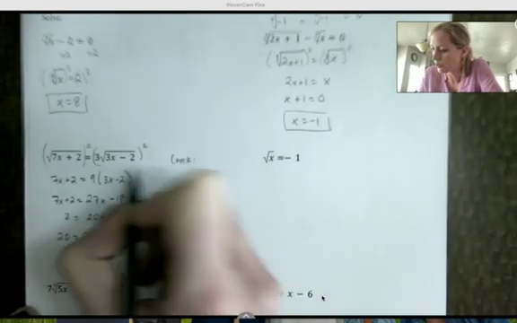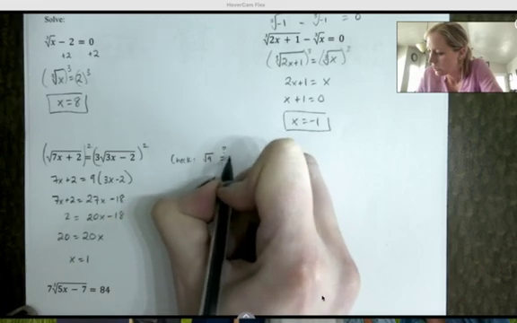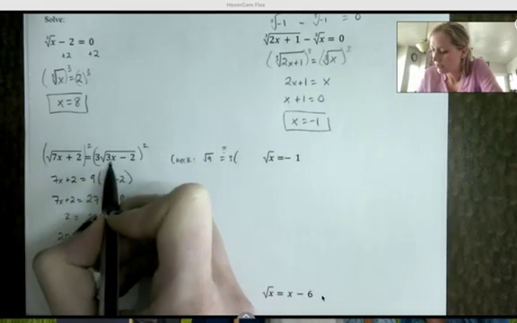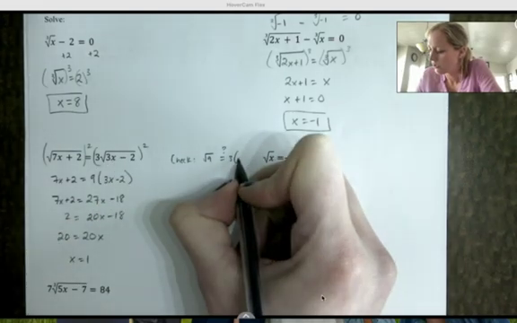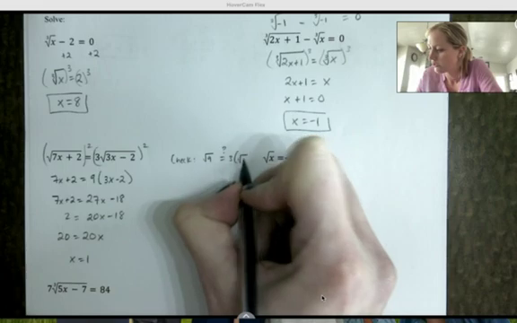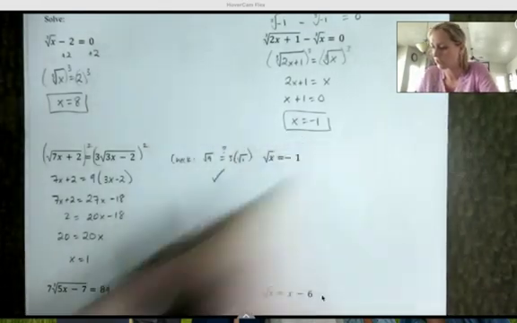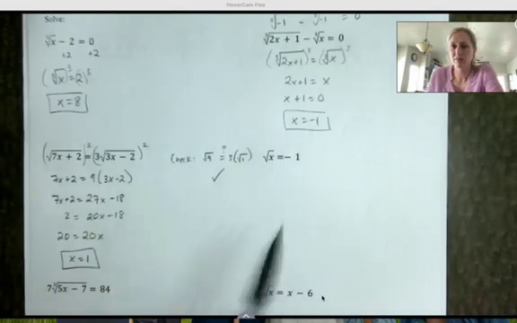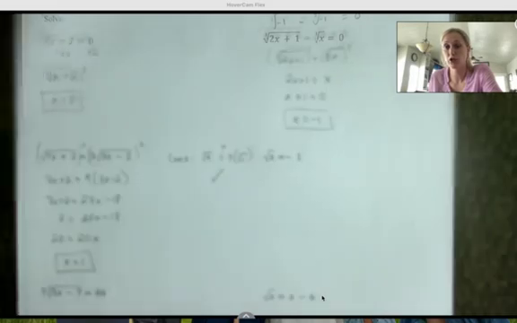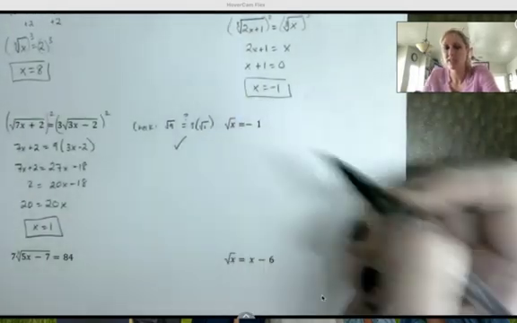Okay, if we check this, 7 times 1 plus 2 is 9. Here, 3 times 1 is 3, minus 1 is 1. So we're asking, does the square root of 9 equal 3 times the square root of 1? This one does. So that means x equals 1 is a solution. If we put it back in and we get something that's not true, then this would be a no solution scenario.